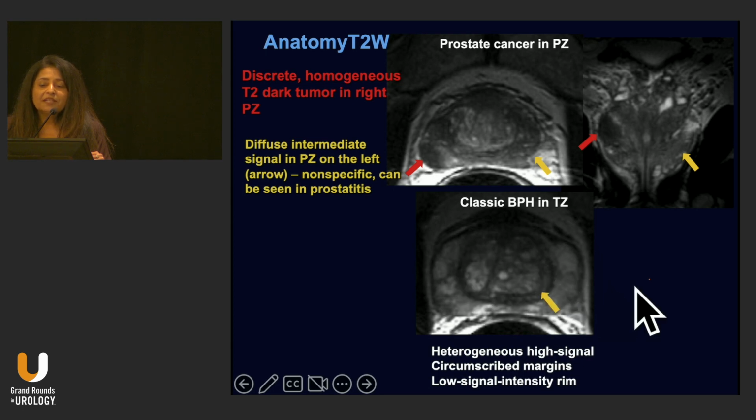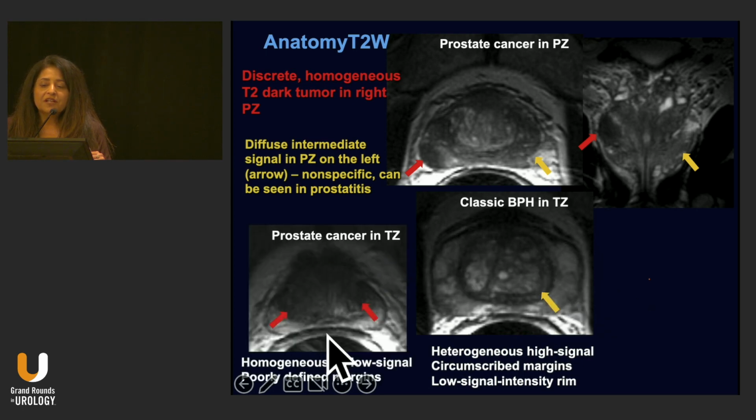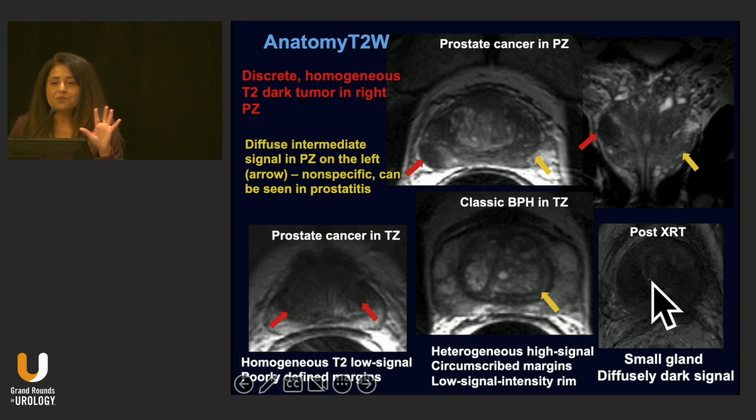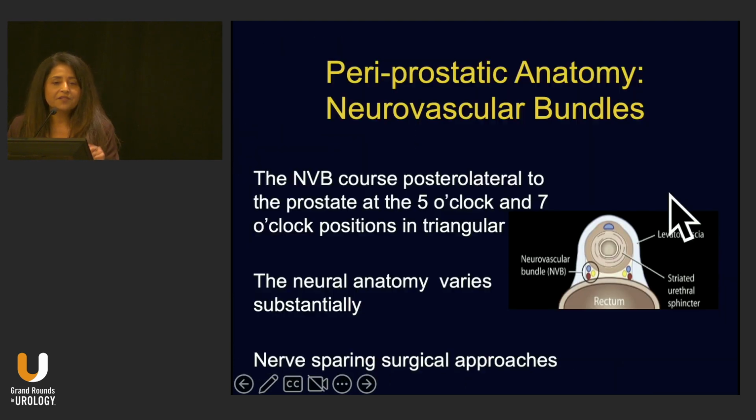Now, classic BPH, transition zone, not a problem, surgical capsule. Then you have this area. There's no borders defined. This is prostate cancer in the transition zone. The biggest problem is treated prostate. So with radiation, everything, even on T2, becomes black. It's dark. You can't tell where peripheral zone is, where transition zone is. So T2 is limited in that.